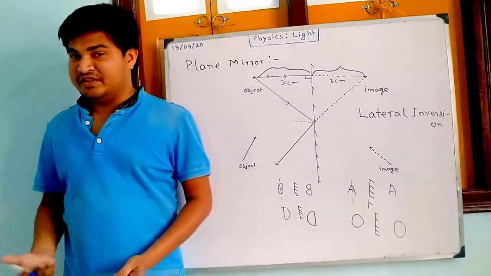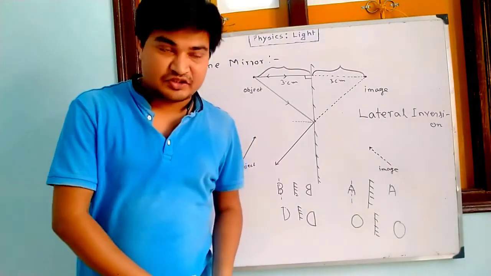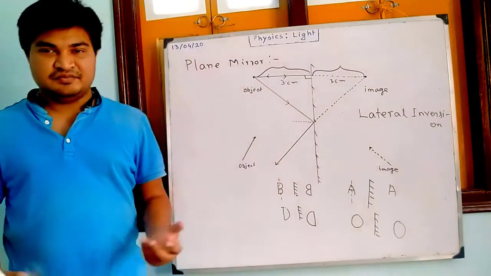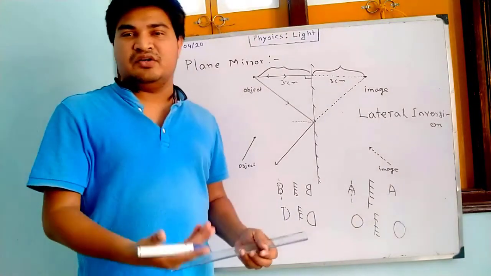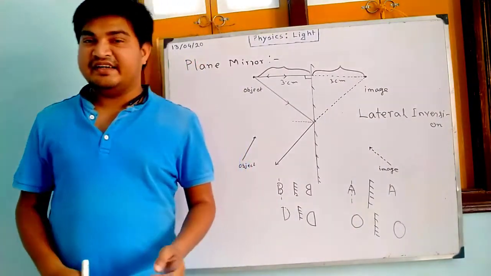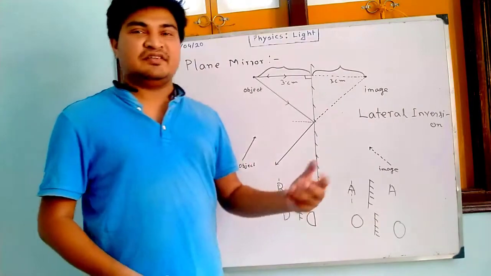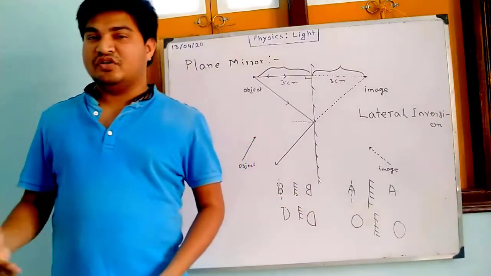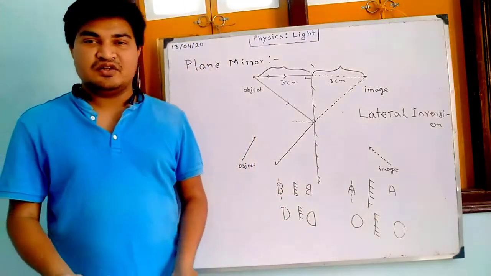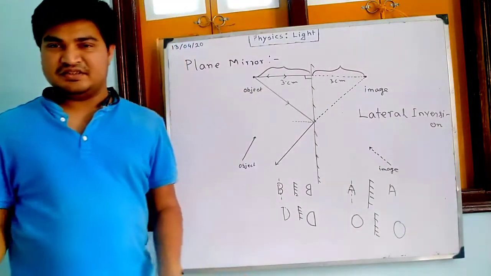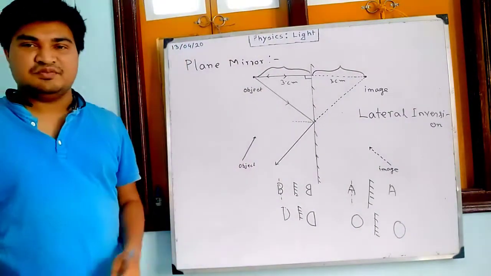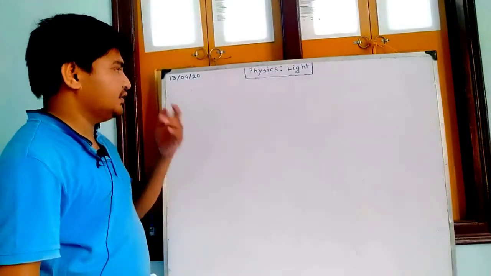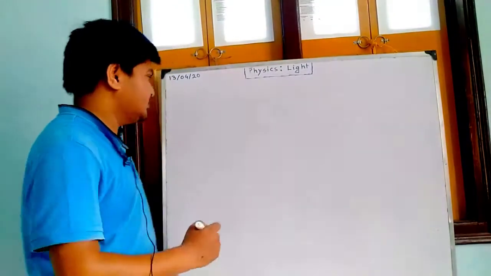Next, the uses of plane mirror. Why do we use these plane mirrors? First, the very basic use, we all use in our room as a looking glass, and second, it is also used in kaleidoscopes, or it is used in solar cookers, and there are other places where we also use this type of mirror. Next, spherical mirror.